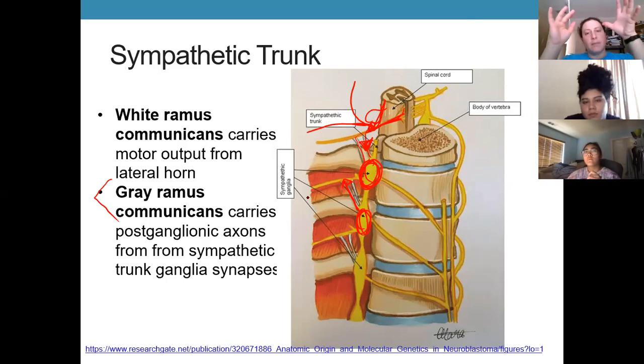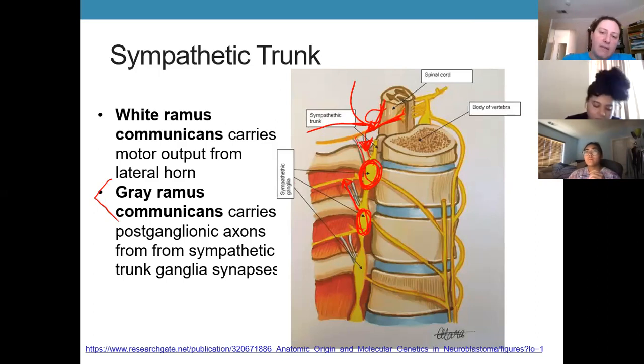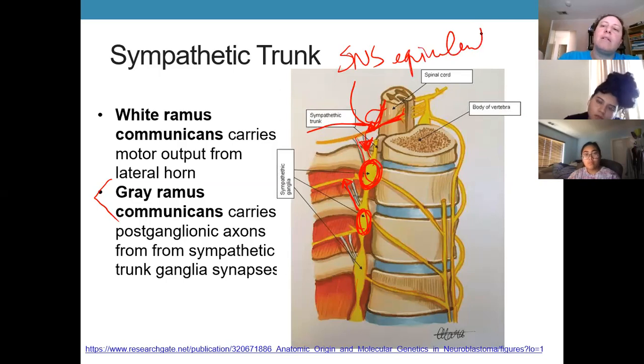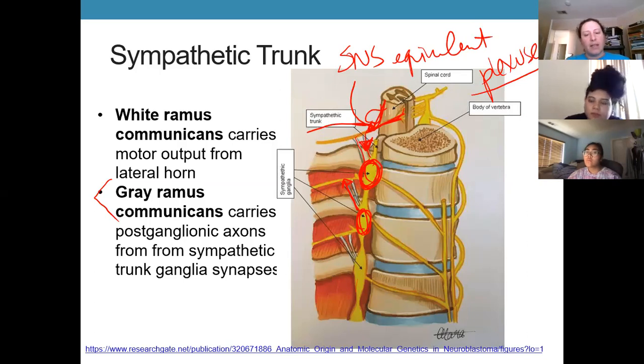So this sympathetic trunk, this chain of ganglia running along on either side of the vertebrae, it's a major highway for the movement of these axons to get to their destinations. So it's the sympathetic nervous system's equivalent to those plexuses that we talked about the other day, right? So with the plexuses, we have all these axons changing over so that they end up heading the right direction. This is the same concept.